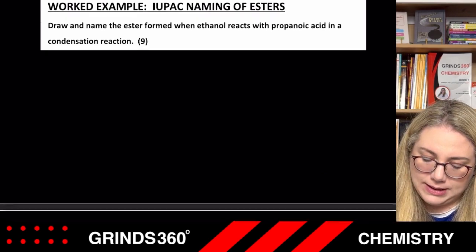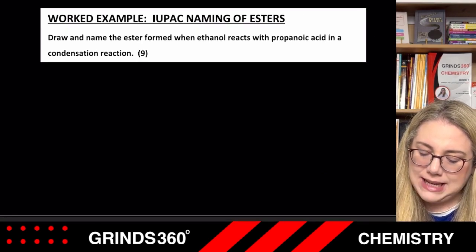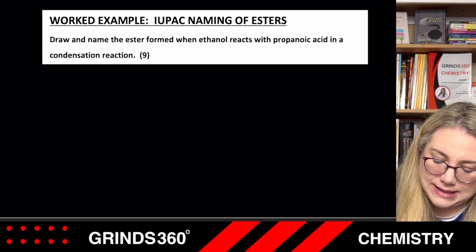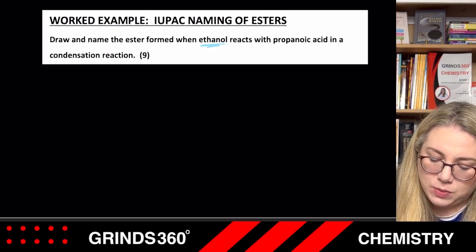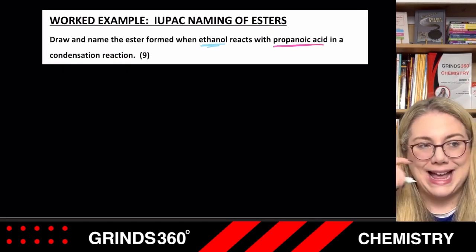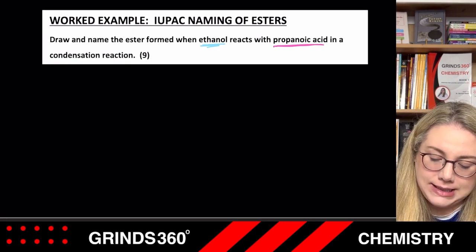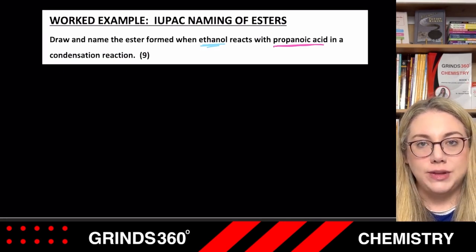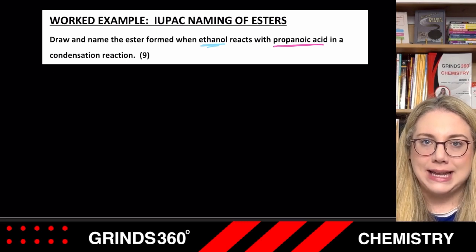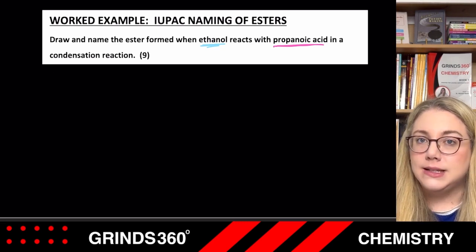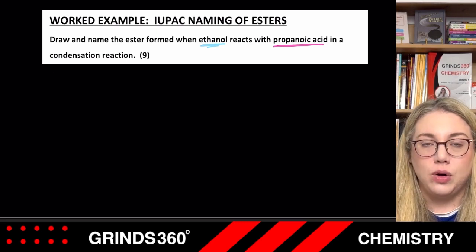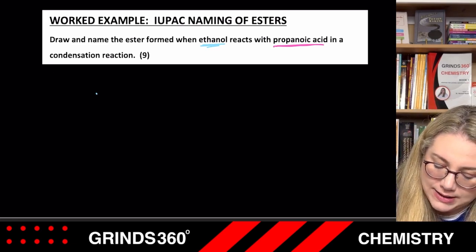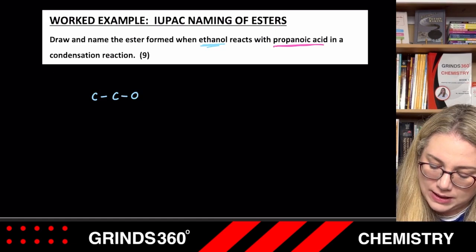Now, the worked example. Draw and name the ester formed when ethanol, so my alcohol is ethanol, reacts with propanoic acid. Now, honestly, at this stage, if you're a little bit hesitant when it comes to esters, draw the alcohol and the carboxylic acid. You're far less likely to start dropping carbon atoms if you draw both of those starting compounds first. Ethanol has 2 carbons with an OH group.